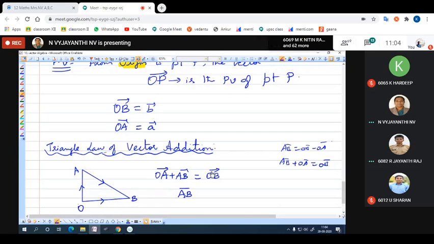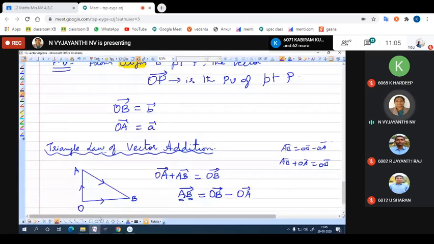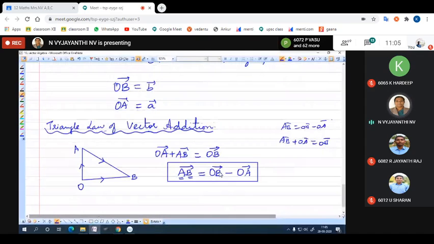So we can remember that AB vector is the position vector of the terminal point B, which is OB vector, minus the initial point A, whose position vector is OA vector. So any vector AB can be written as OB vector minus OA vector, if A and B are the initial and terminal points of the vector. Understood?